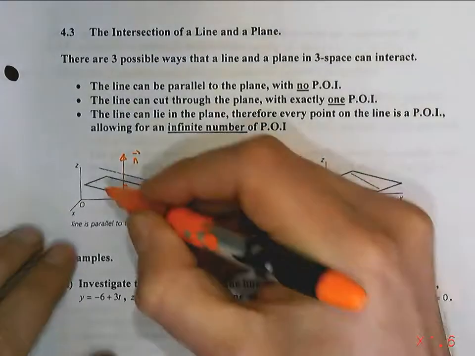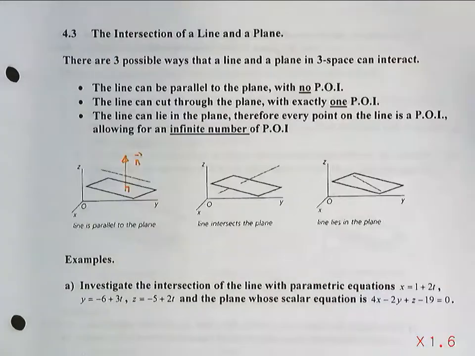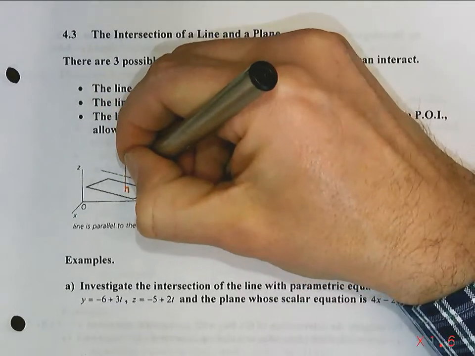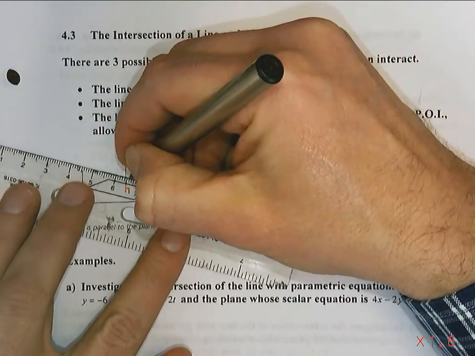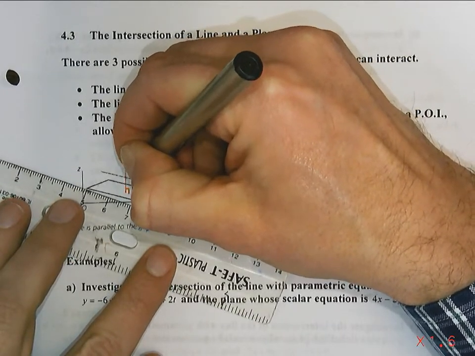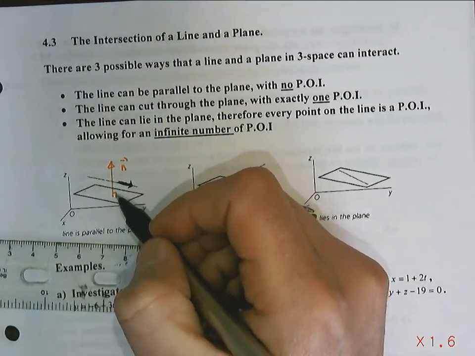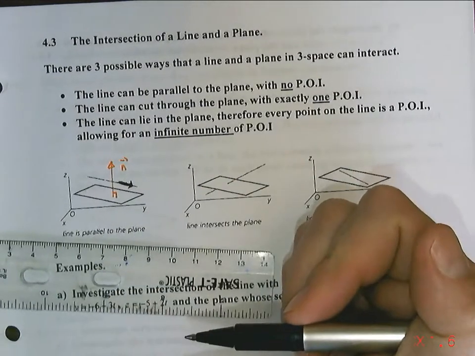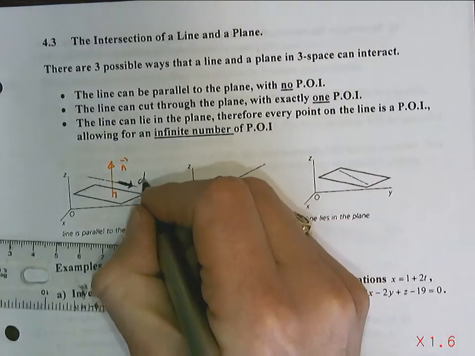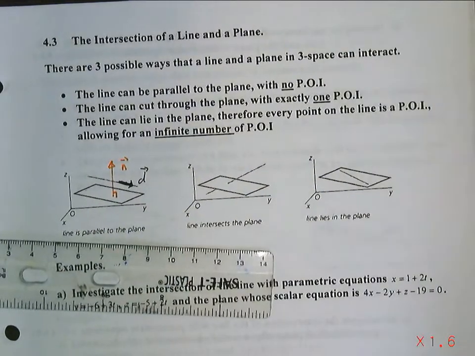Now, notice that the normal to the plane is coming up to this line, and where would the direction vector of that line be? Well, I'm going to put the direction vector of the line, perhaps, going like there. So you'll notice that this direction vector and this normal are actually at 90 degrees, and so the direction vector of the line and this normal would have a dot product of 0. Something to keep in mind.